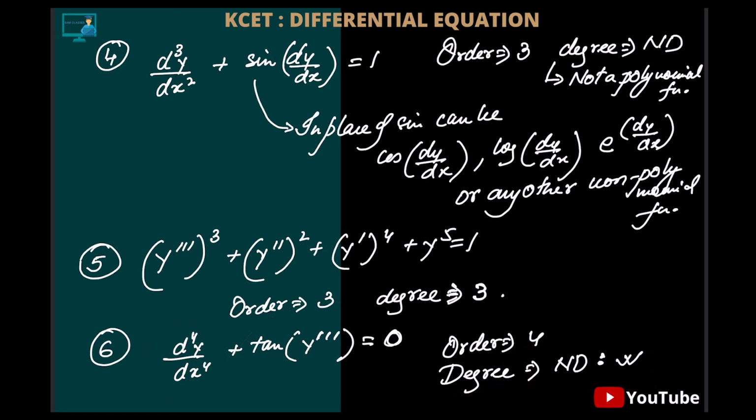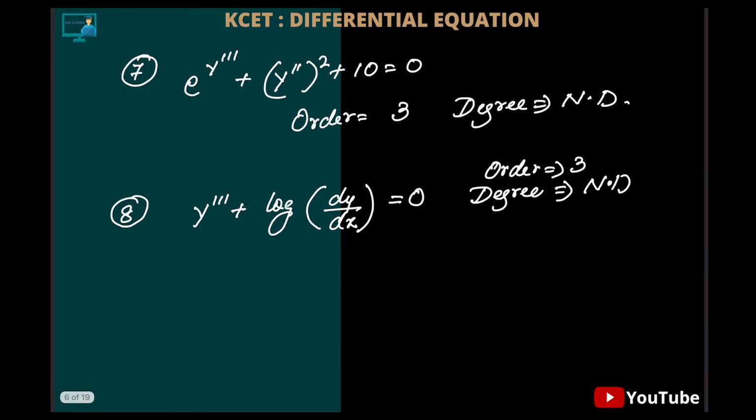So I think everybody now got an idea with these 6 examples: what is order, what is degree, and they can solve it very easily. So order and degree, now it is very clear. Let's see 2 more examples.